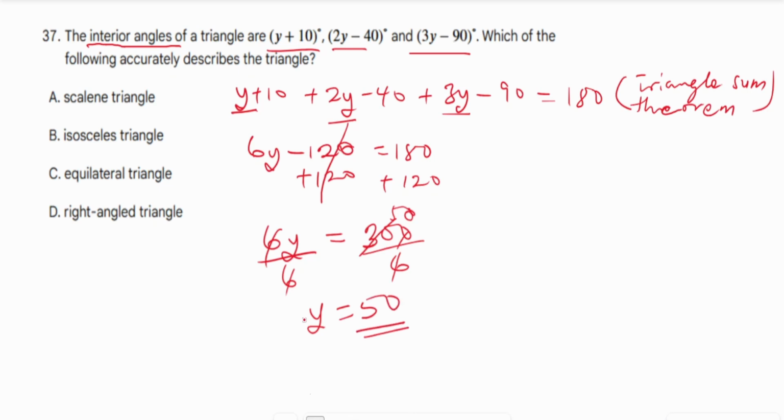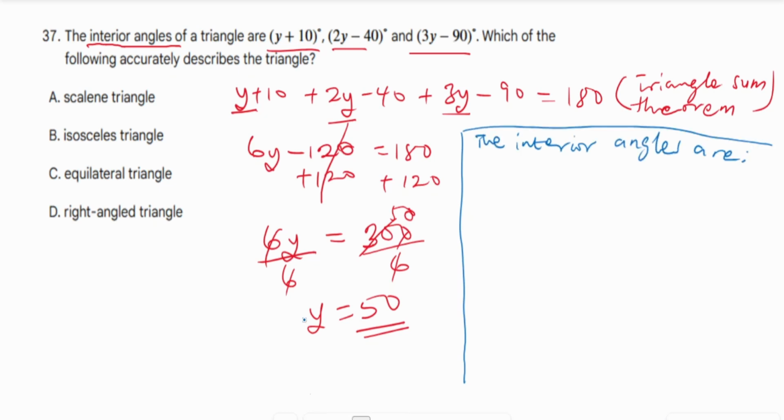But we are not solving for y. We want to describe the triangle. So now that we know the value for y, we are going to substitute that into the angles to get each angle. So the interior angles are, we take the first one, y plus 10 becomes 50 plus 10, which is 60 degrees.